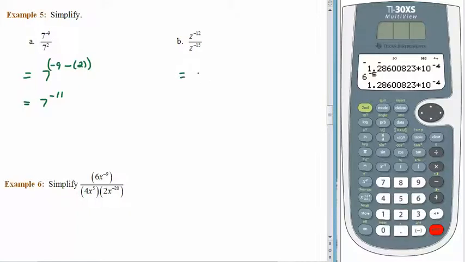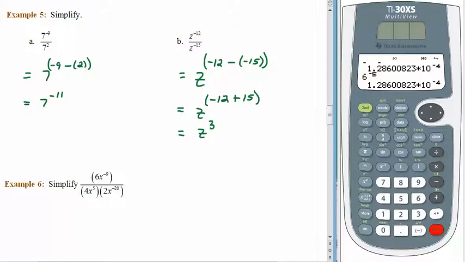Just like before, we're going to keep z as our base. We have the numerator exponent, which is negative 12. Subtract the denominator exponent, which is negative 15. You might remember that when you subtract a negative, it's the same as adding a positive. So we could look at this as negative 12 plus 15, which of course you know is positive 3.